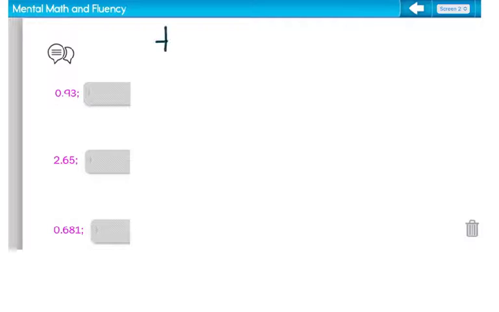Round each of these numbers to the nearest 10th. Don't forget, remember, you're changing the tenths place, but don't change the whole number before it. Pause the video and round each one to the nearest 10th.